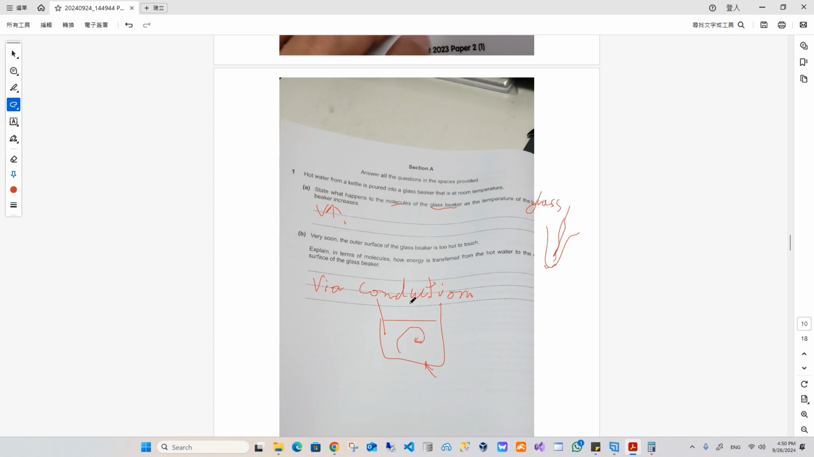If you pour your water inside here and this space is too hot to touch, it might be due to convection, and then later the hotness comes out. But all your water is hot, so the reason it gets hot immediately is mainly because it touches. The liquid touches the glass and it gets hot. Common sense, right? So I will choose conduction.